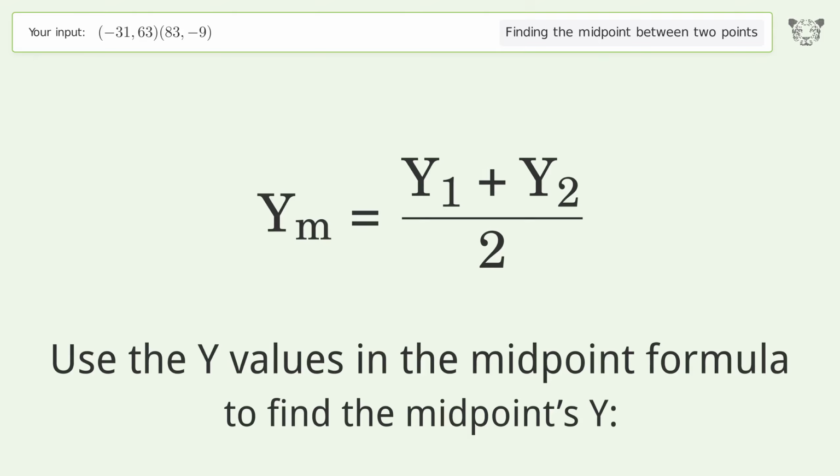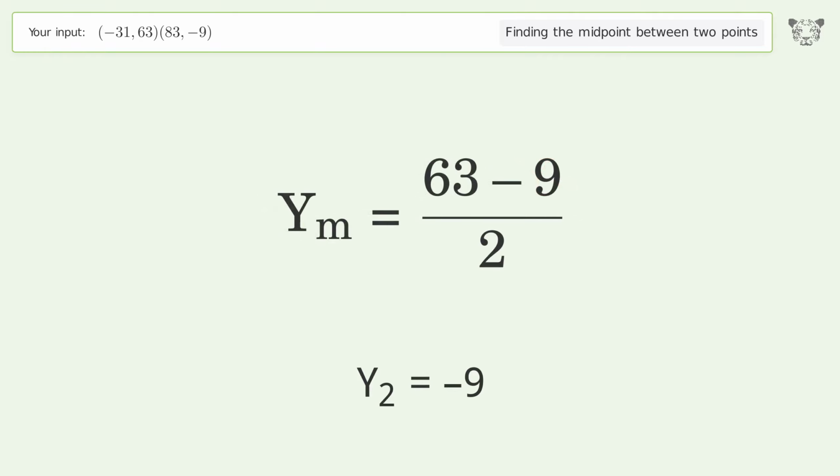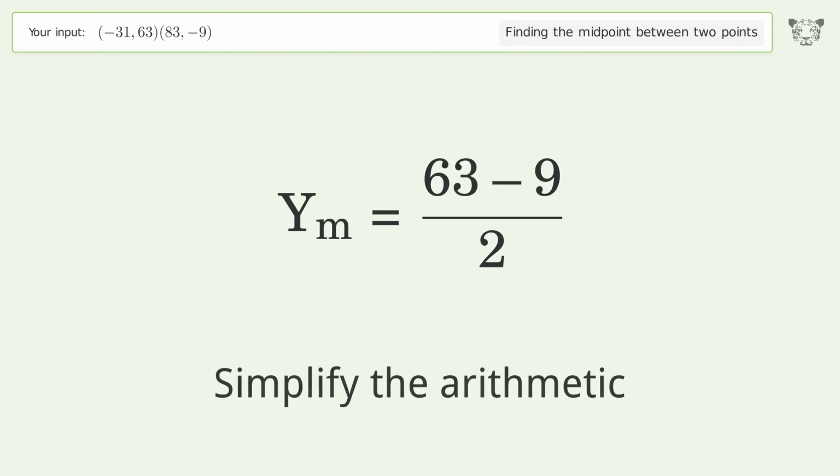Use the y values in the midpoint formula to find the midpoint's y. y1 equals 63. y2 equals -9. Simplify the arithmetic.